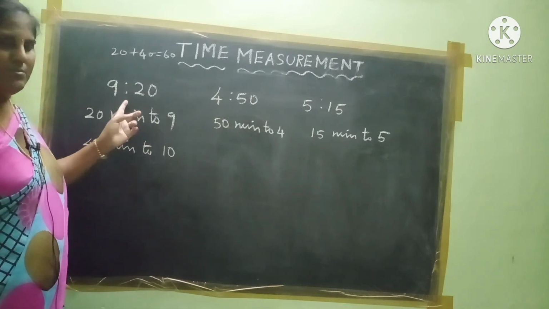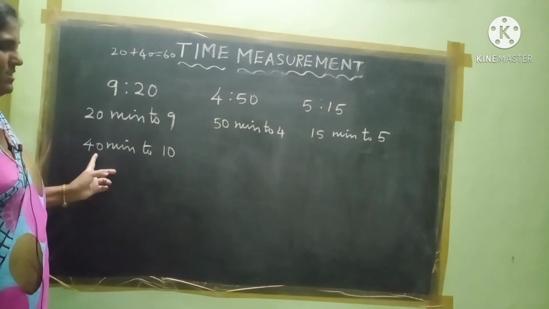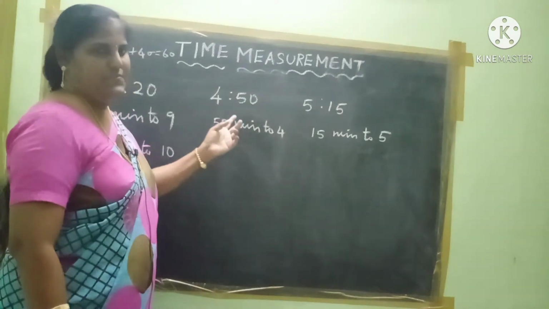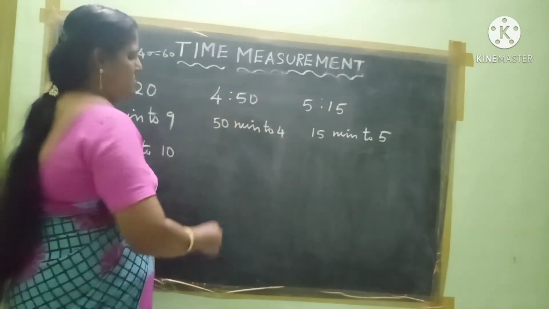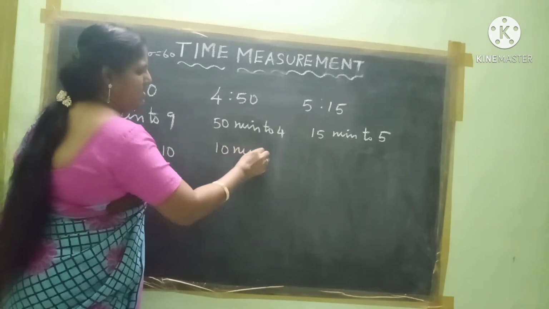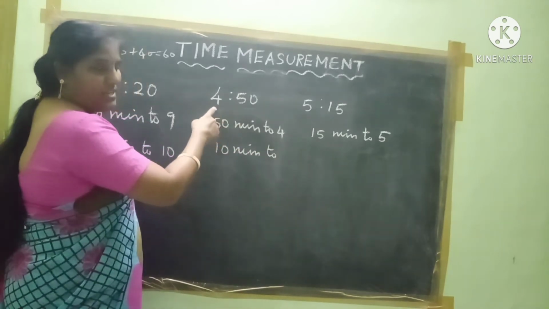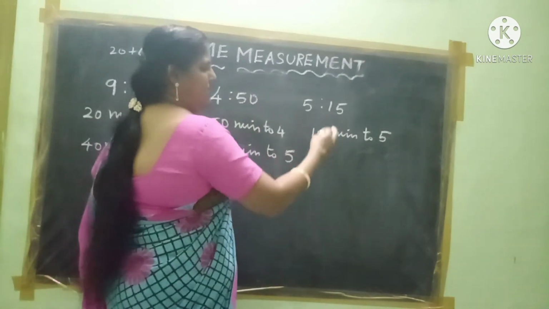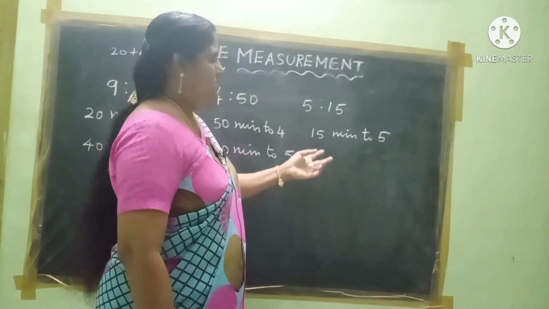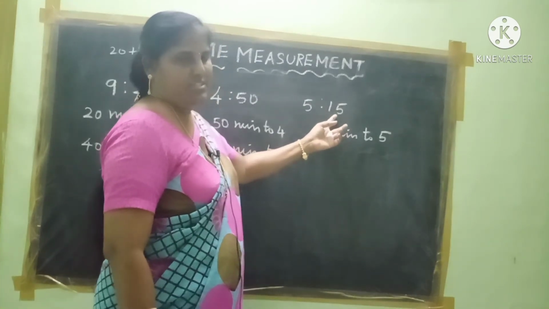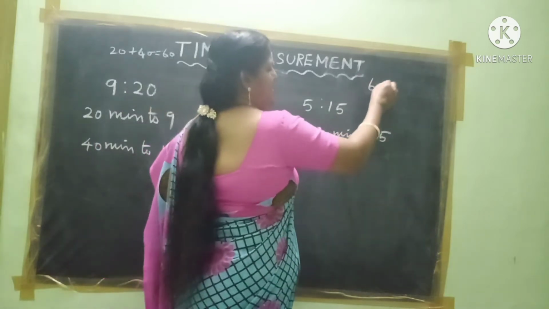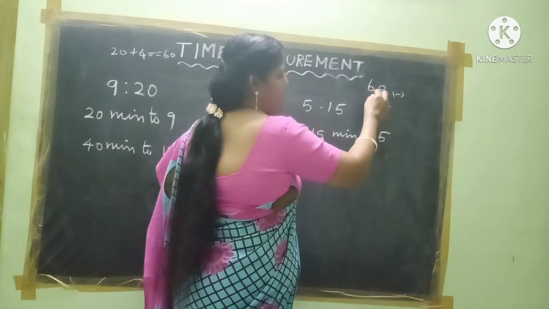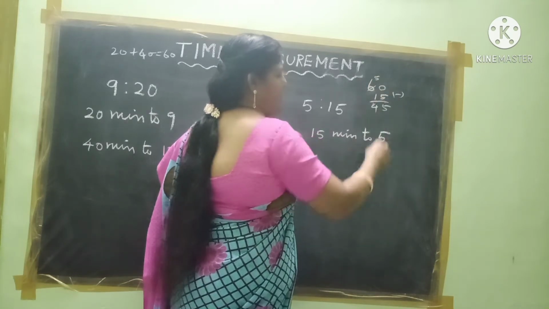So if you want it to become 10, how many minutes are more? 40 minutes are more. Isn't it? Otherwise, here what to say? 10 plus 50, 60 minutes. So therefore, 10 minutes remaining. So 10 minutes to, what is the next hour? 5 hours. Isn't it? Say 5. Otherwise, this one. How many minutes are remaining? So 60 minus 15.